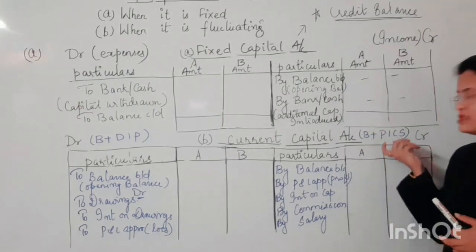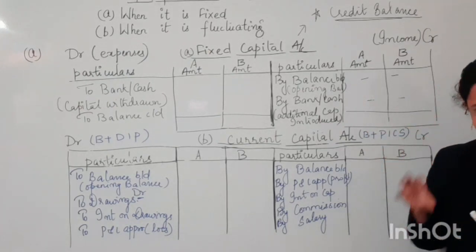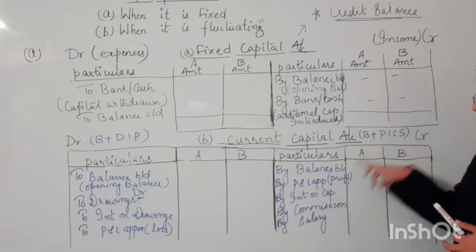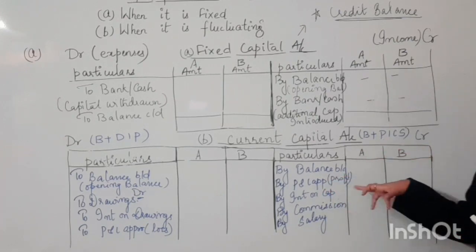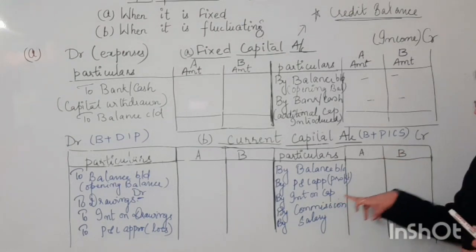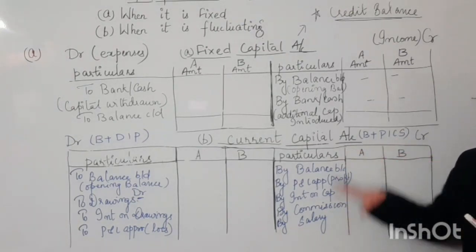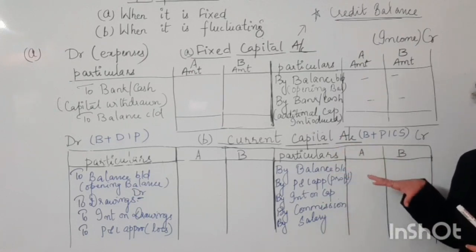So therefore you can use this acronym just to recall the items. Okay, so B plus PIC stands for what? B means balance brought down, P stands for P&L appropriation profit or any profit, I stands for the interest on capital, C stands for the commission, and S stands for the salary. This is actually a fundamental partners current account which we are dealing with, children.